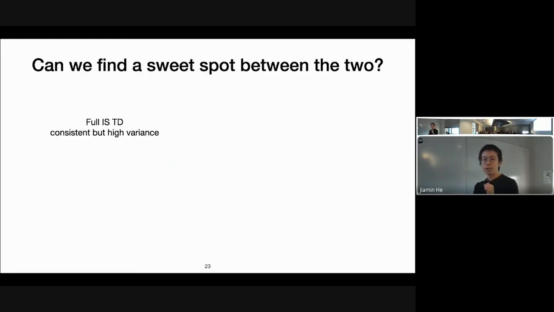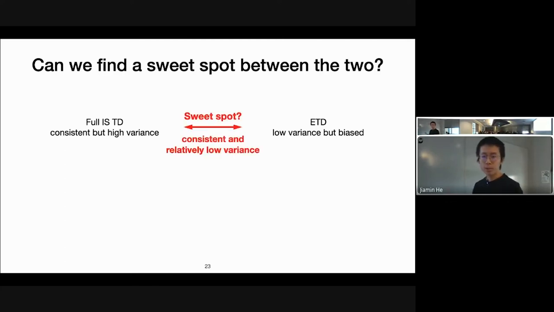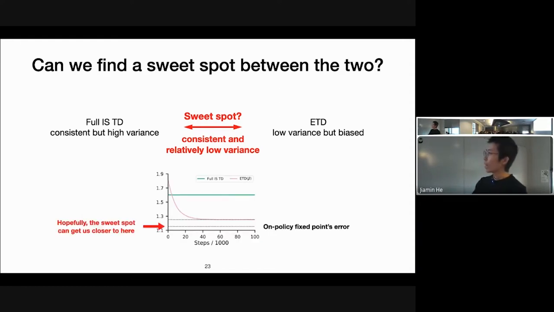Our goal is to find a sweet spot between the two algorithms. On the one hand, full IS TD is consistent but high variance and not practical. On the other hand, ETD has low variance, but it is biased. We want to find a sweet spot where the algorithm is consistent but has lower variance, so that we can achieve the on-policy fixed point. Specifically, we can find an algorithm that can get us closer to the bottom dashed line. Here is the gap that we identify in the literature. Next I will fill the gap, but before that, this is a good point to stop and understand what the problem is here. Any question regarding this?